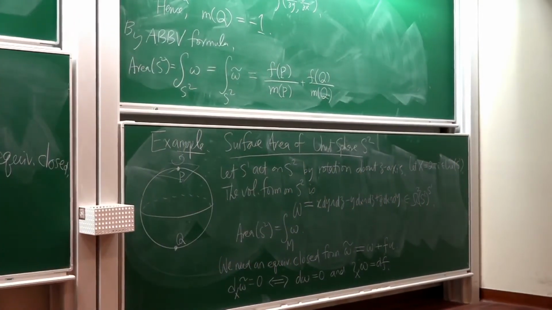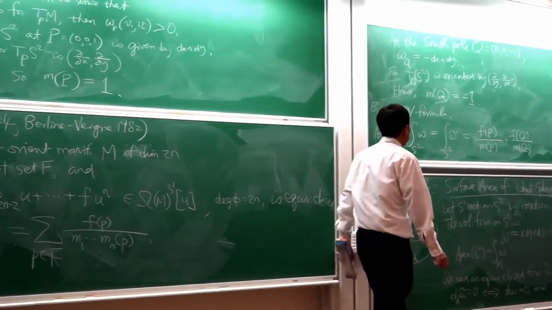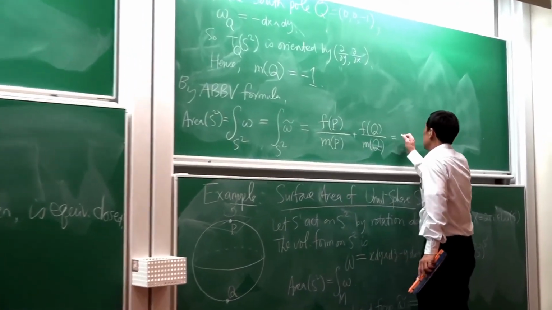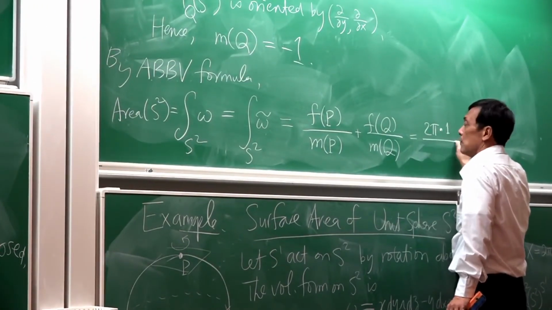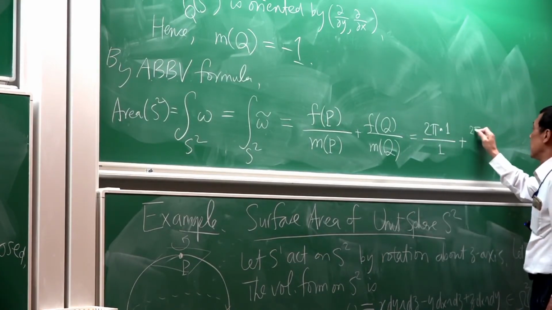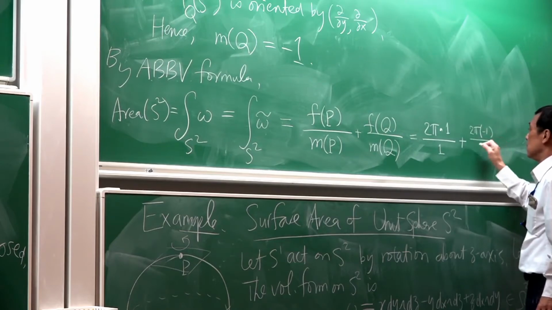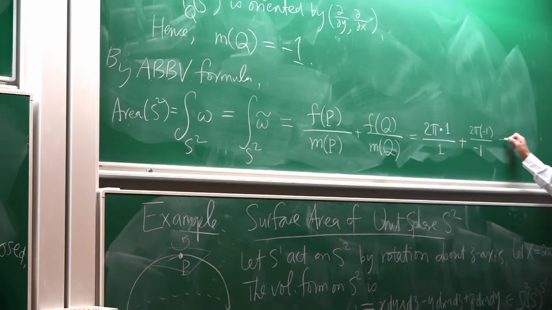Okay? And f is 2 pi z. Yeah, we found that f is 2 pi z. So at p, it's going to be 2 pi times 1 over the exponent 1. And at q, it's 2 pi times minus 1 over the exponent minus 1. Okay? So you get 4 pi for the area of the sphere.